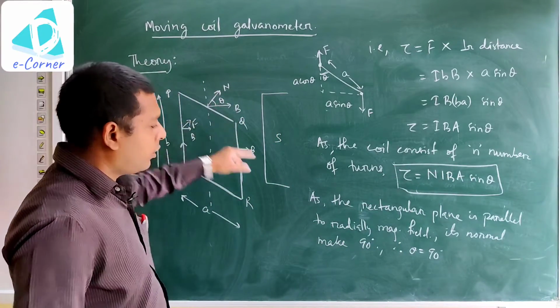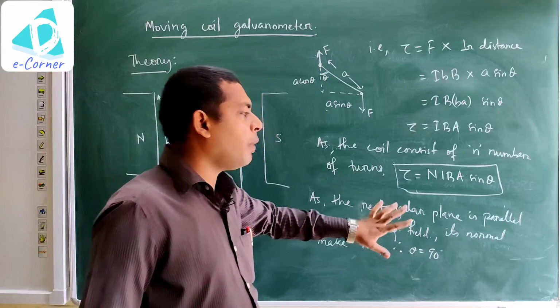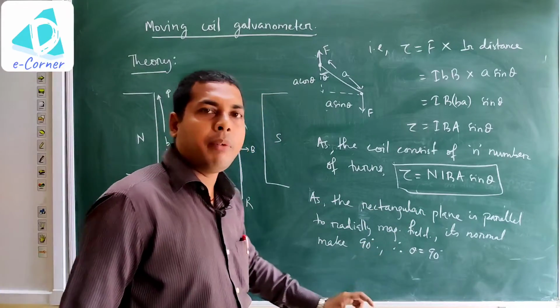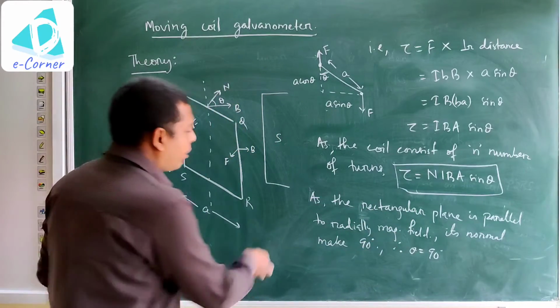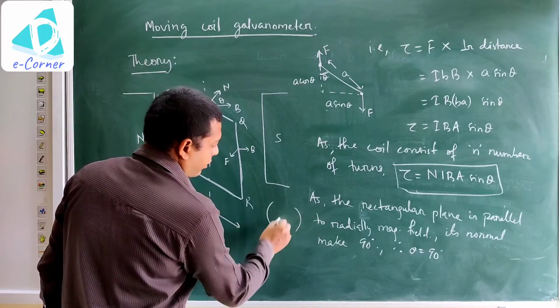What is the value of theta here? Here, theta we can say, as the rectangular plane is parallel to the radial magnetic field. That is why we have taken a radial magnetic field like this.